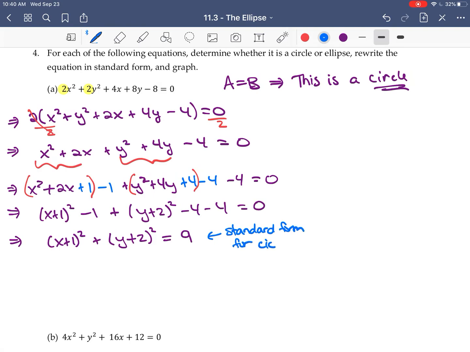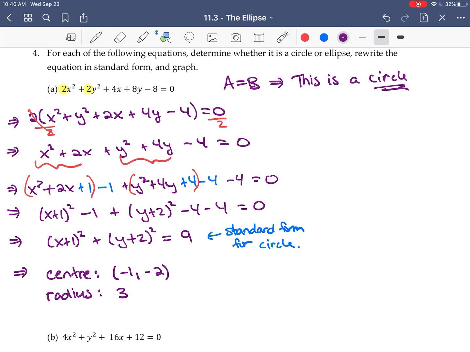So we don't have to equal 1 here. That's for ellipses. So here we want to equal r squared. So we know the center of this circle is -1, -2, and the radius is the square root of 9, which is 3.